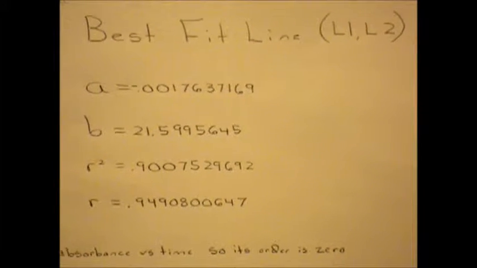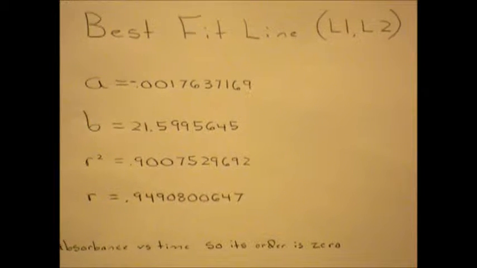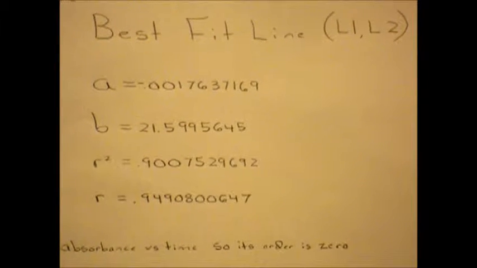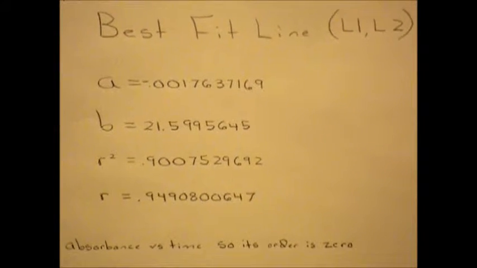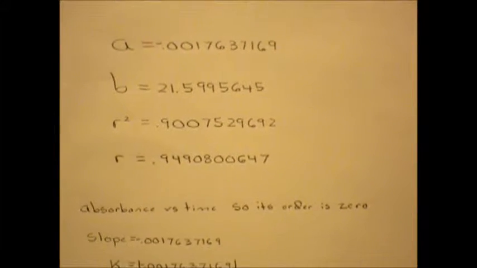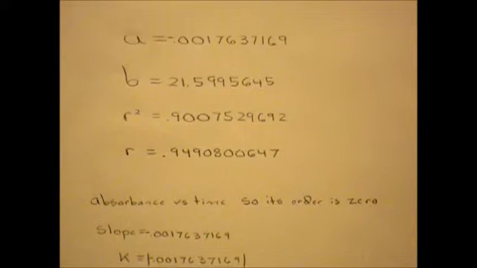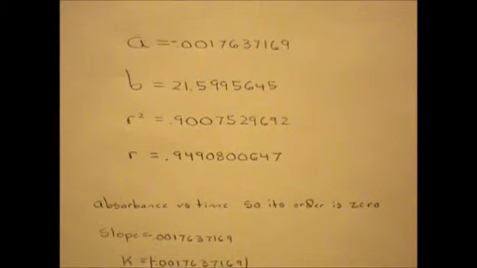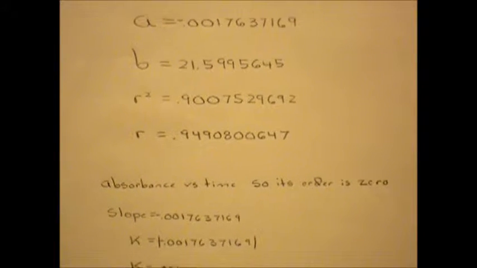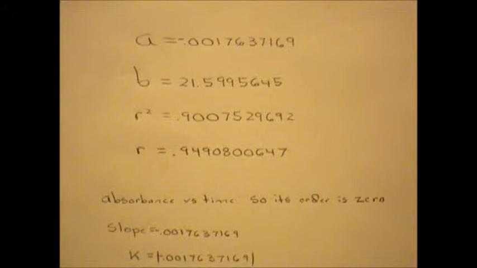Once we found the data for the reactions, we graphed L1 versus L2, then L1 versus L3, and L1 versus L4. Then we figured out which one had the closest R value to 1. The closest R value was L1 versus L2. We found the values of A, B, R squared, and R for L1 versus L2.